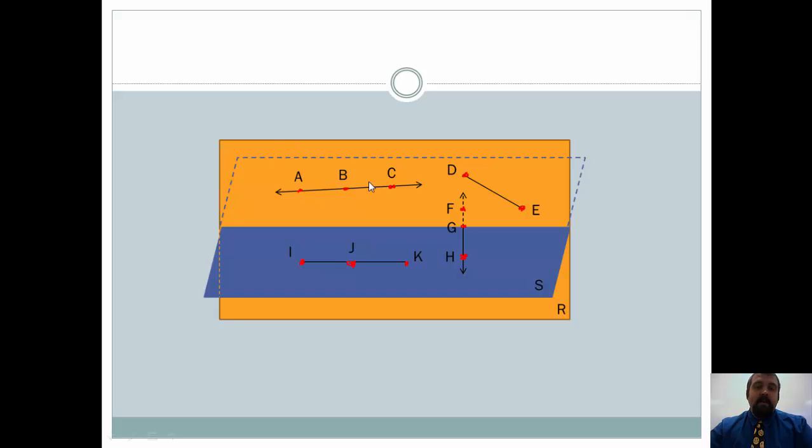Just like line AB here and line FG. They're on different planes, and they're not going to cross. These lines are called skew. Line AB and line FG are skew, don't cross, and they aren't on the same plane.